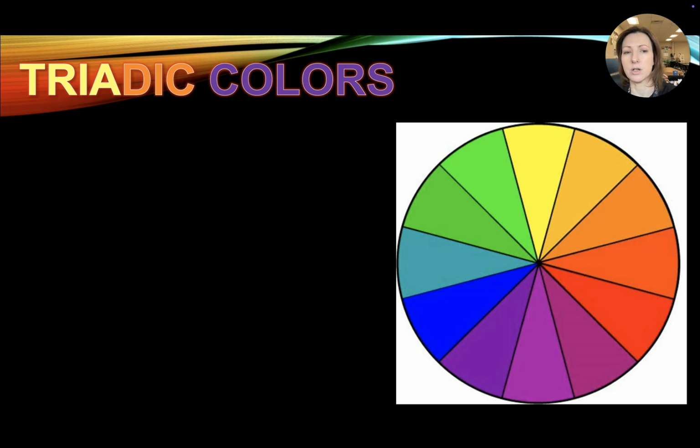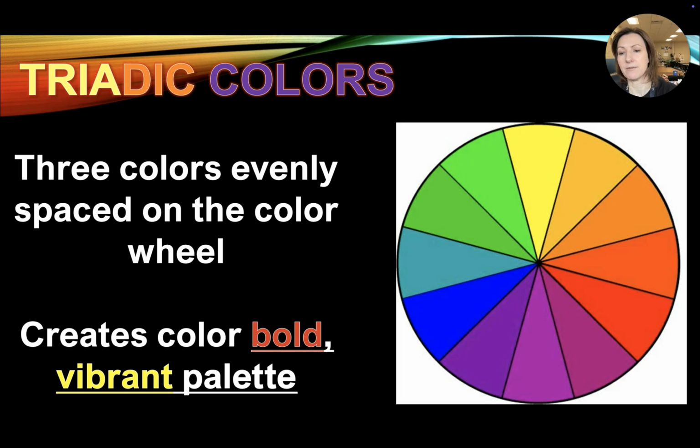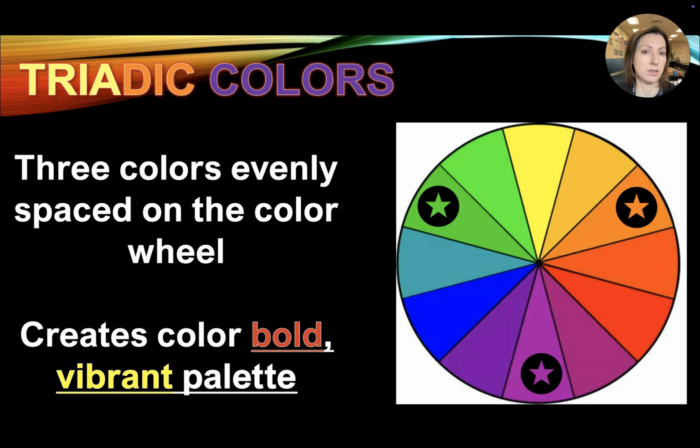And then last, we're going to talk about triadic. So triadic colors are three colors evenly spaced on the color wheel. So this one's a little bit trickier, but they create a very bold, vibrant palette. So our primary colors, red, blue, and yellow, are triadic. So you can pick a color and then there's three in the middle. So you can just shift this and figure out a triadic color scheme. Another triadic color scheme is our secondary colors, so green, orange, and violet.